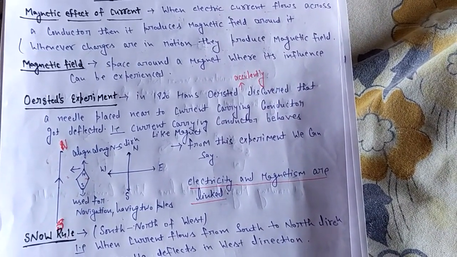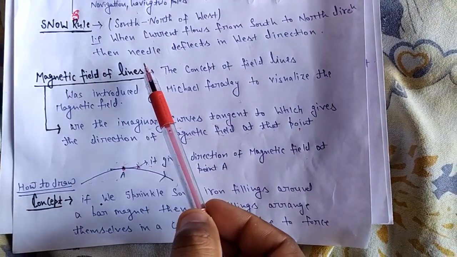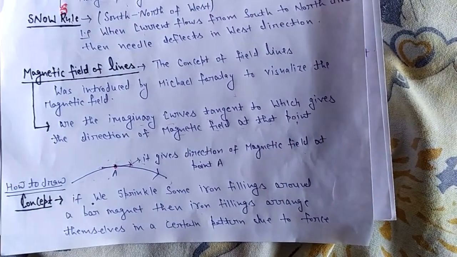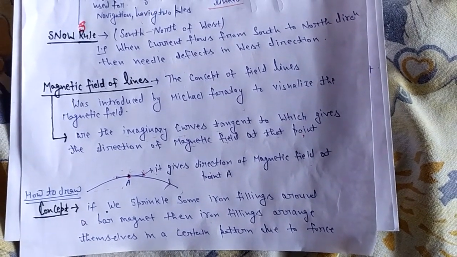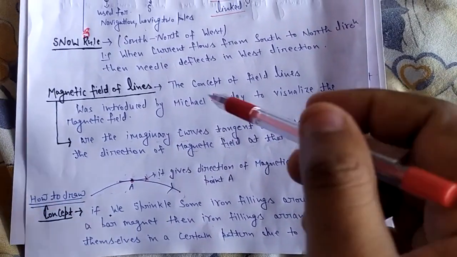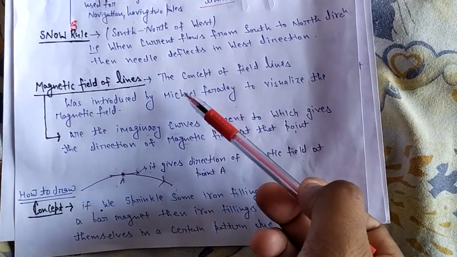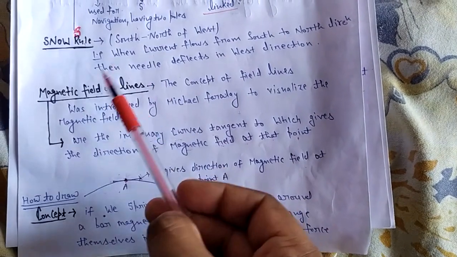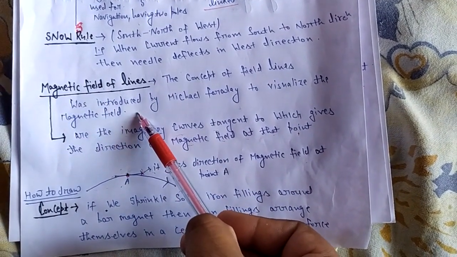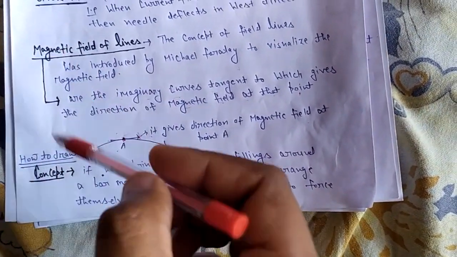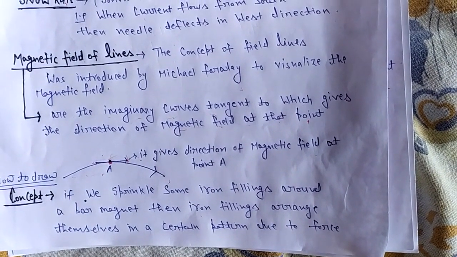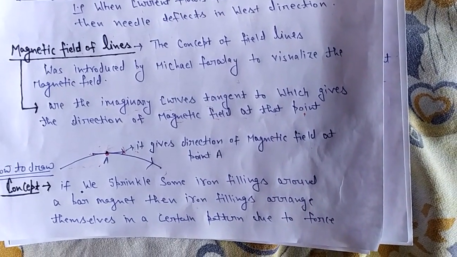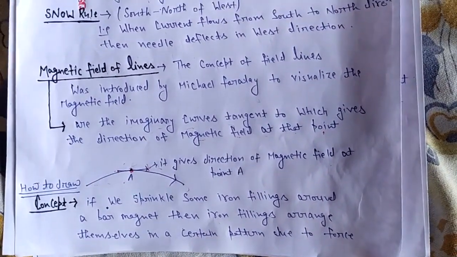For the visualization of magnetic field, we have a concept named magnetic field lines. With the help of magnetic field lines, we can visualize the magnetic field and its direction at any point in space. This concept was introduced by Michael Faraday to visualize the magnetic field in space. Now we will discuss how to draw these magnetic field lines, what they represent, and what the properties of these magnetic field lines are.